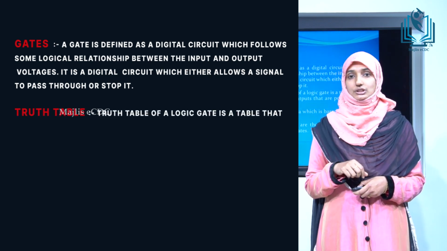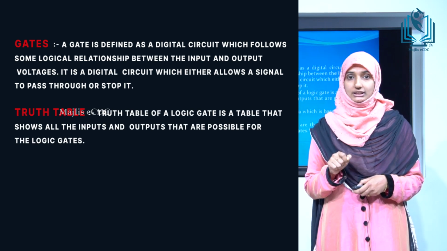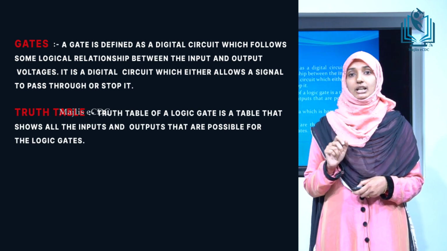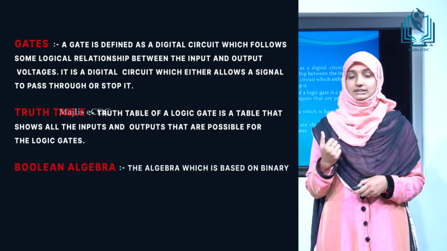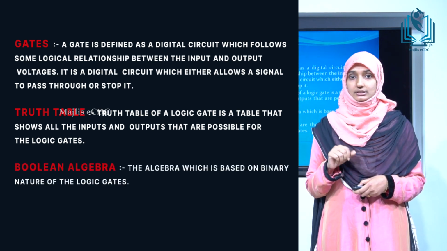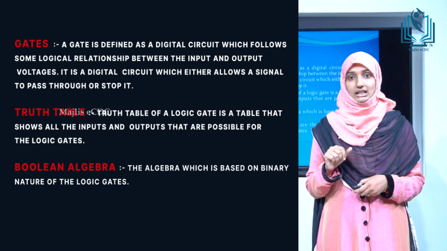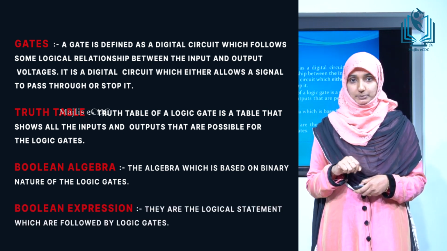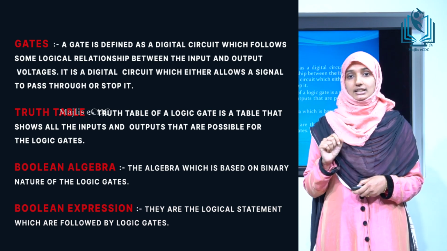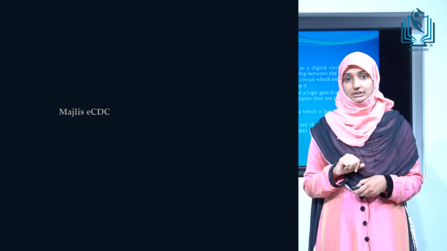The next one is truth table. The truth table of a logic gate shows all the possible inputs and outputs of the logic gate. The next one is Boolean algebra. This is an algebra which shows the binary nature of logic gates. And the next one is Boolean expression. This is a logical statement followed by the logic gate.